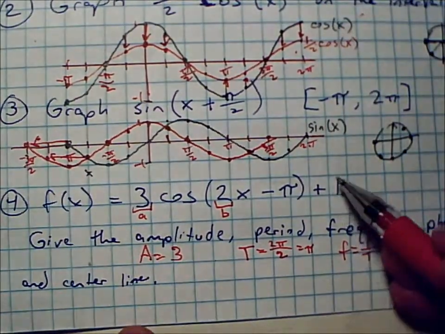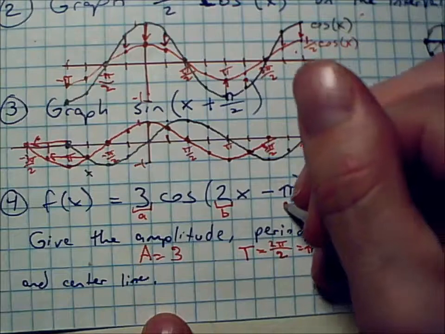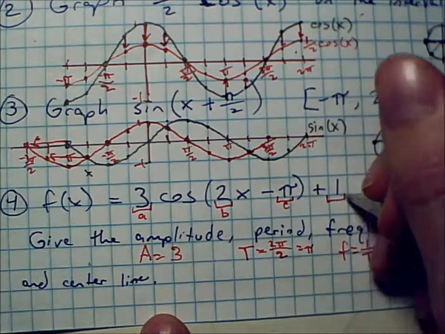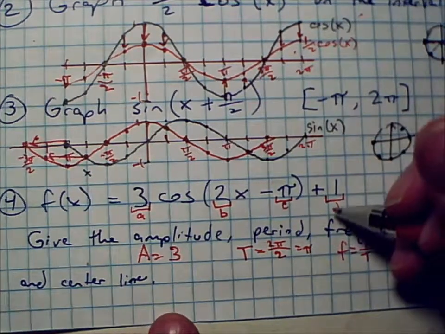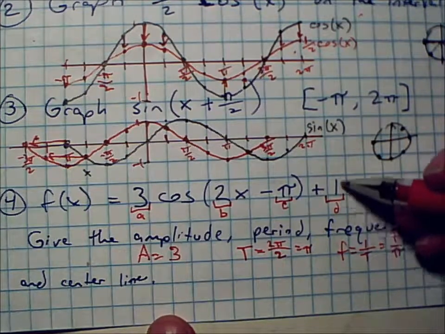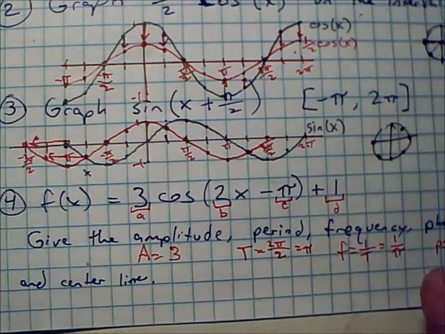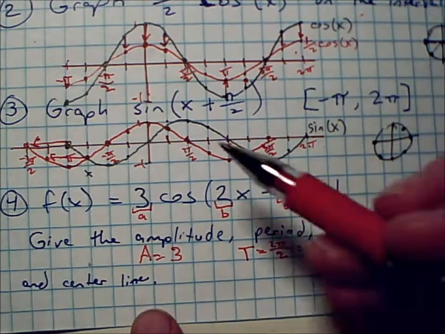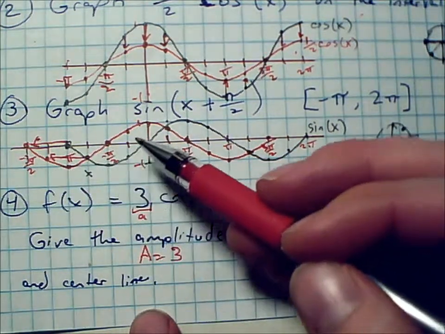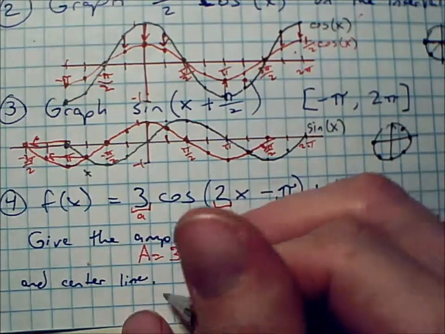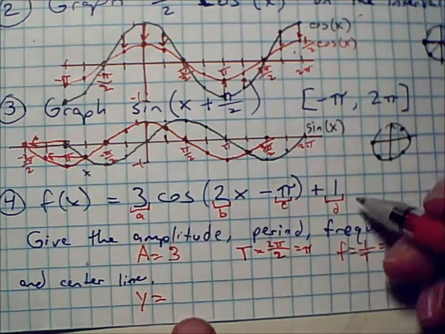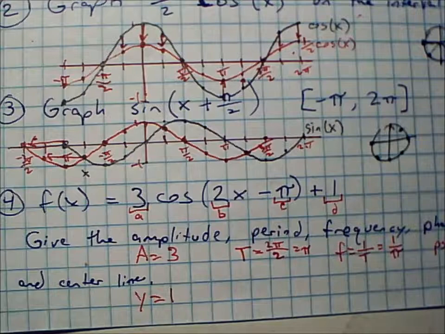And the center line comes from a vertical shift. This is D, by the way. The center line comes from D. Sorry, a vertical shift, not a vertical stretch. Center line comes from a vertical shift. Our whole graph gets shifted up 1. So our center line, instead of being centered at y equals 0, like, say, these graphs above, it's going to be centered at y equals D, which is 1.